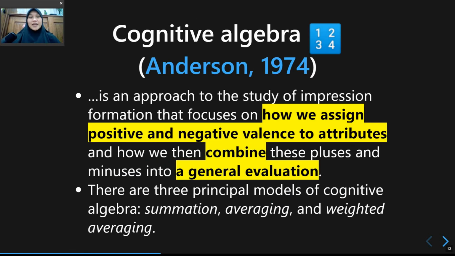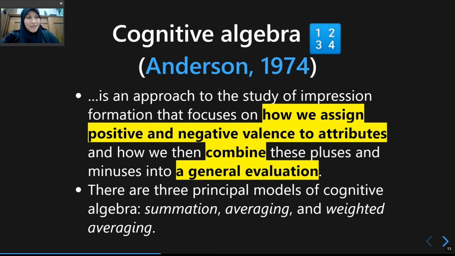And the second concept of forming an impression, this is also a classic one, is cognitive algebra. So the basic idea is that how we form an impression is quite simple. Well, not quite simple, basically, but it follows the rules of algebra. So basically, we combine the traits that we observe when we interact with people that we just met. And those operations include summation, averaging, and weighted averaging.